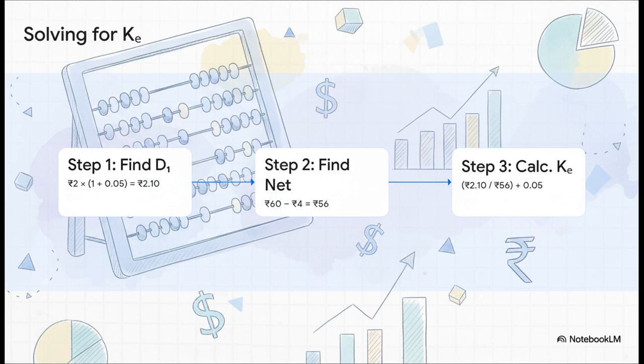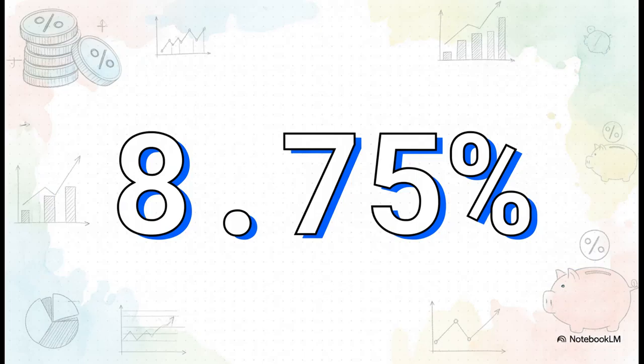Easy enough. Step 2, what does the company actually get when it sells a new share? Well, the market price, P0, is 60 rupees, but we have to subtract that 4 rupee flotation cost, F, so the net proceeds are 56 rupees. Step 3, now we just put it all together. 2.10 divided by 56, plus that 5% growth rate. And there we have it, 8.75%. That is our cost of equity. It's the first major piece of our puzzle, so make a note of that number. We're going to need it later.